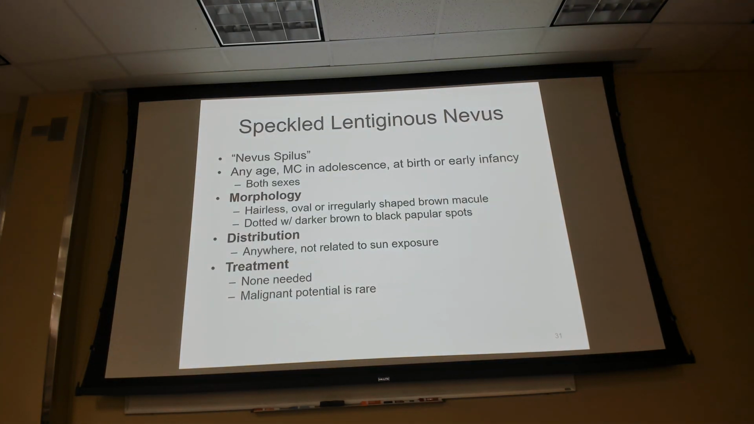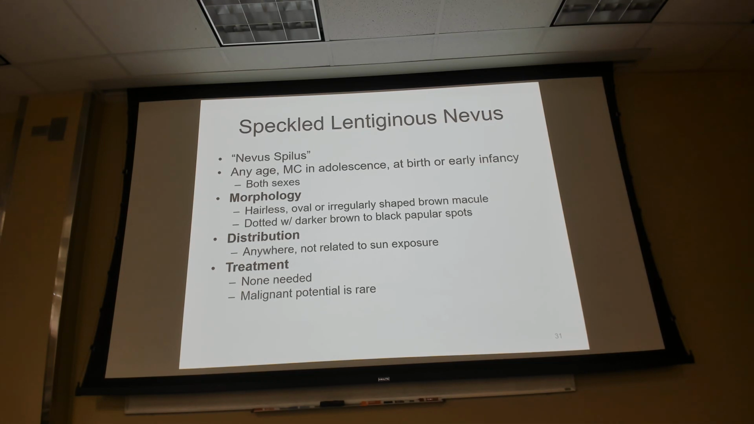Now let's get into the nevus spilus. So this is of a speckled lesion that would occur. It is the most common in adolescence, at birth, or in early infancy. This will occur in both the male and female born ones.